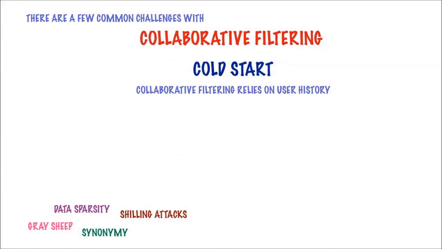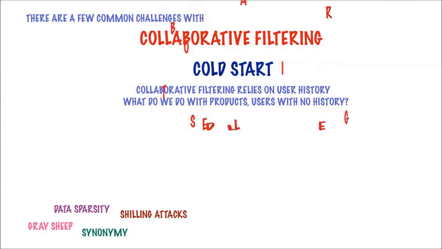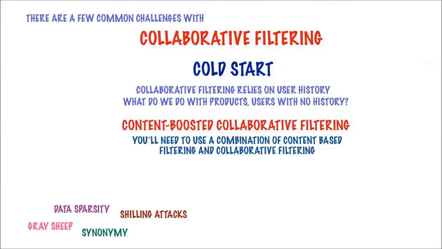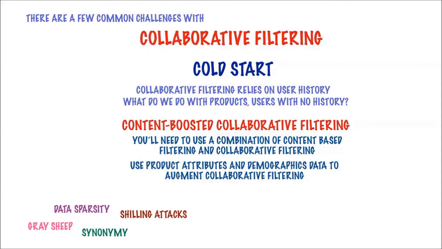This is one of the biggest problems if you try to use a pure collaborative filtering approach. Collaborative filtering relies on user history. It doesn't use any product description data or user demographics. Then what do we do when we have products or users with no history? Products which no users have rated yet, or users for whom there are no ratings yet. How do we find good recommendations for such products or users? The answer is to use content-boosted collaborative filtering. This is a combination of content-based filtering and collaborative filtering.